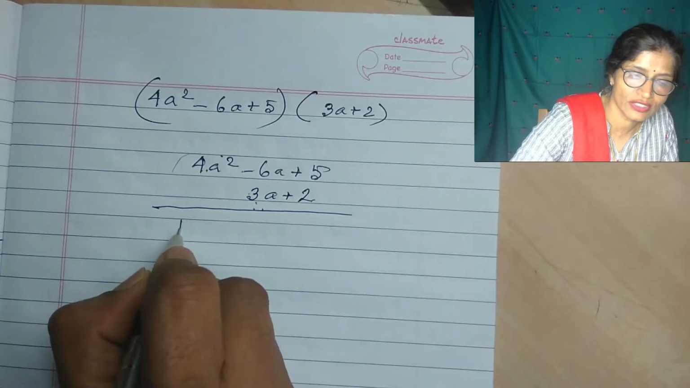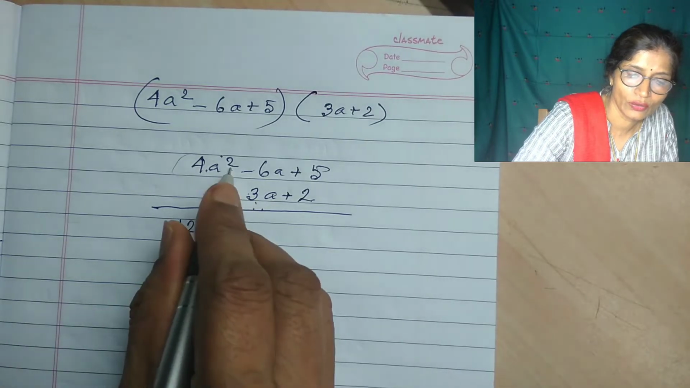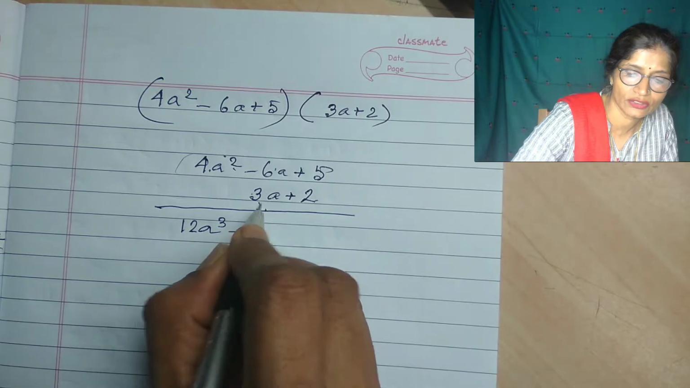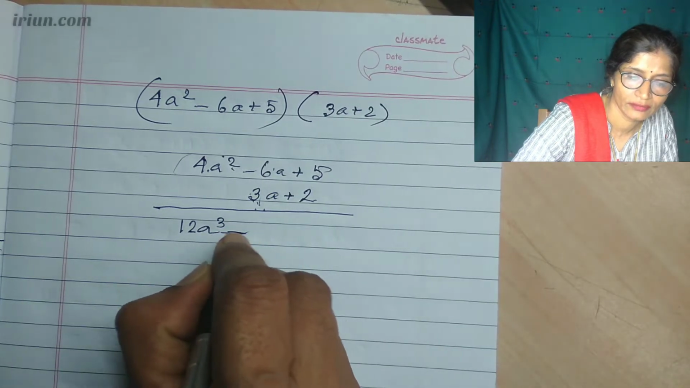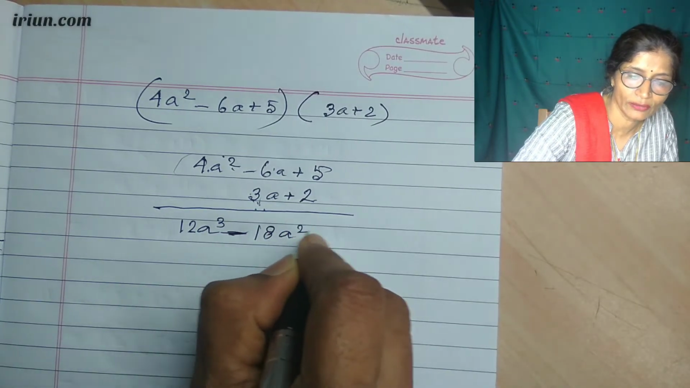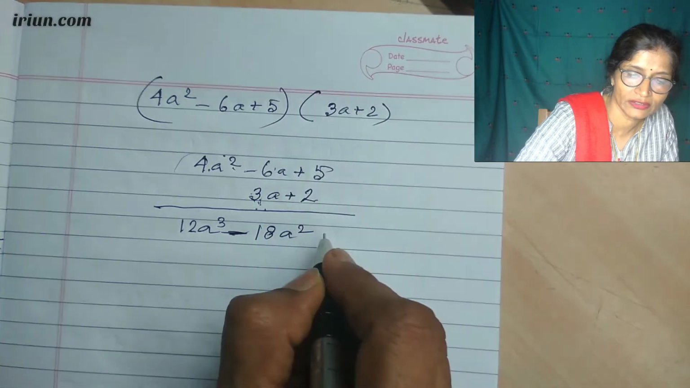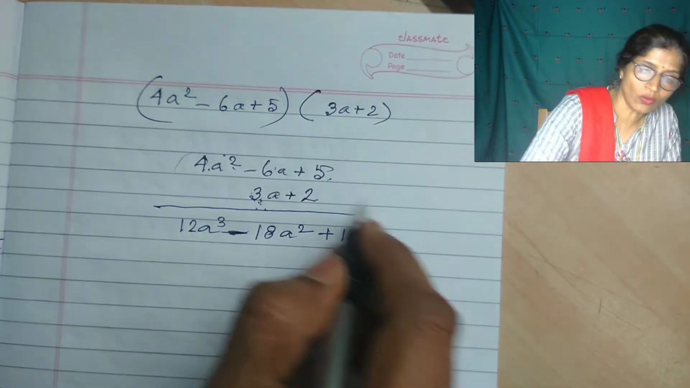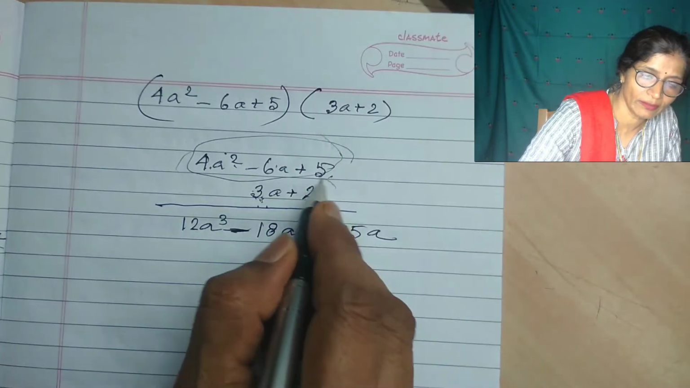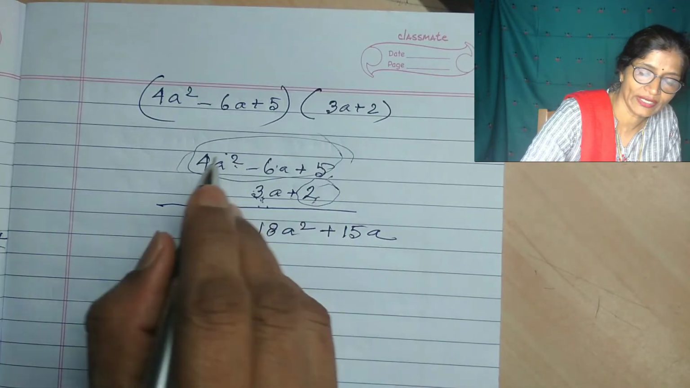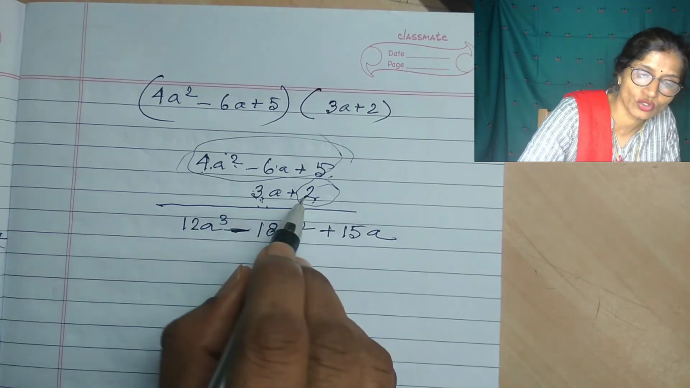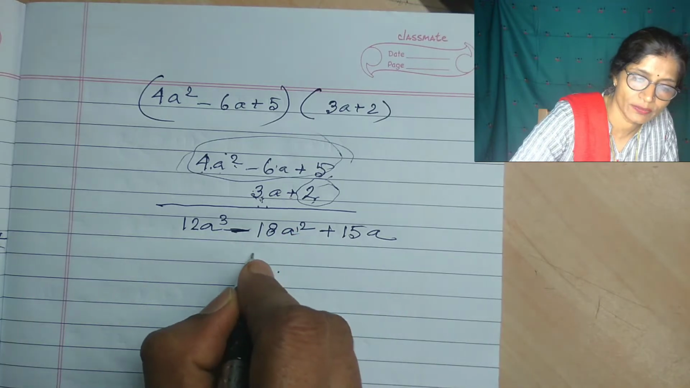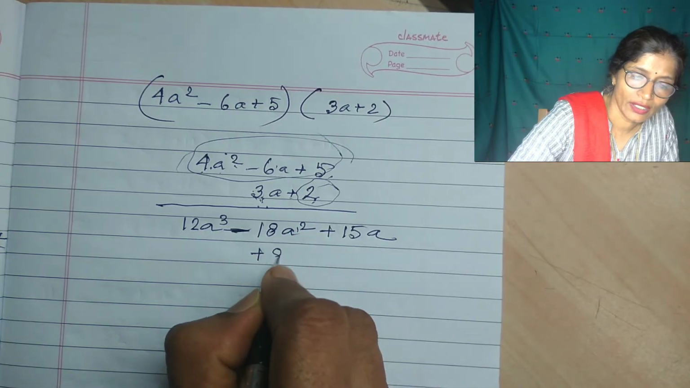So 4a square into 3a. So 4 3s are 12a cube. Then this multiplied by this, 6 3s are 18 and a to the power 2, with minus. Then this multiplied by this, so plus 5 3s are 15a. Now all these terms will be multiplied by this plus 2. So when I multiply plus 2, it is 4 2s are 8 a square. So below a square I will write plus 8a square.